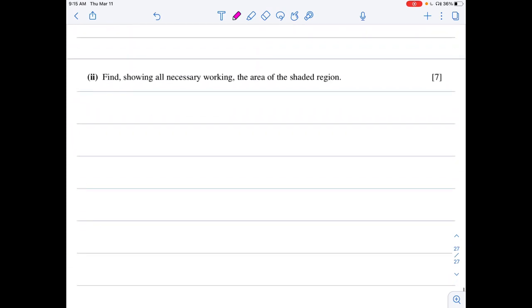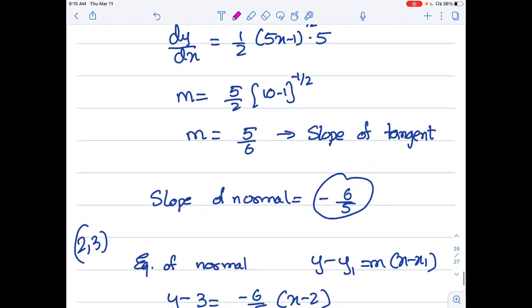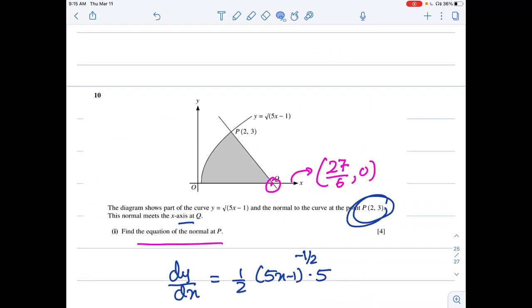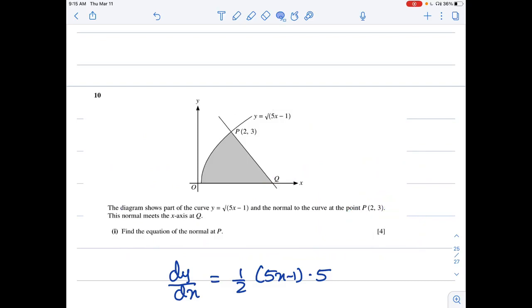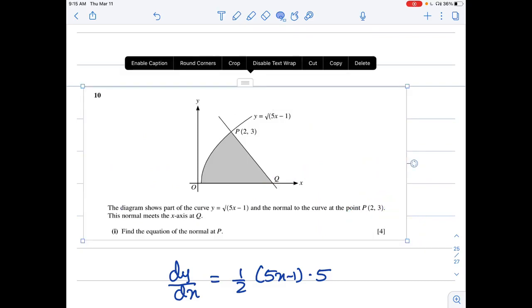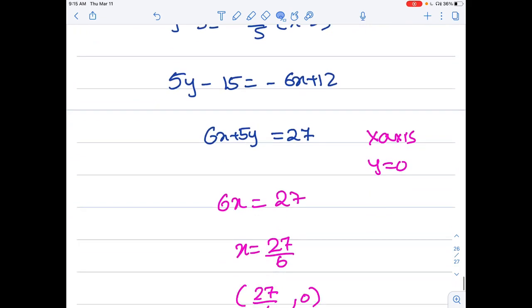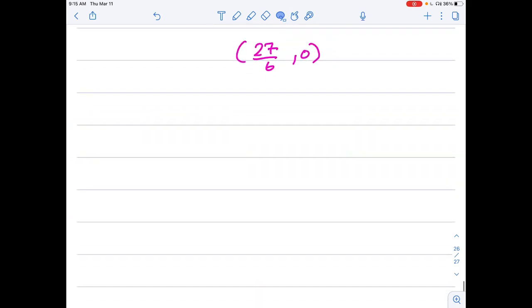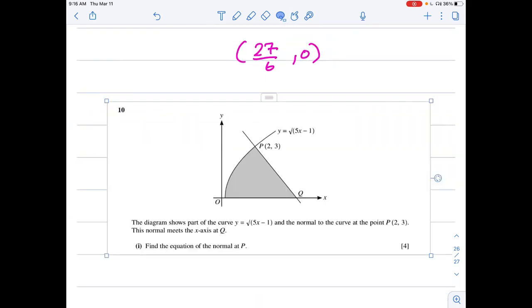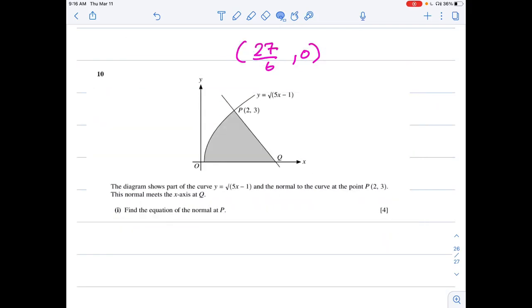Now coming to the second part. With all necessary working, find the area of the shaded region. So he's asking us to find the area of the shaded region. Let us see what the shaded region is about. So let me erase all this working. Area of the shaded region. I copy this so that I can get that part once again down. So over here, the area of the shaded region is being asked.